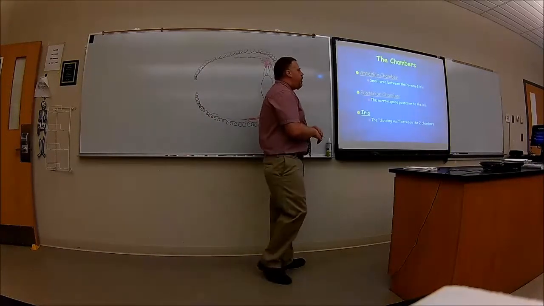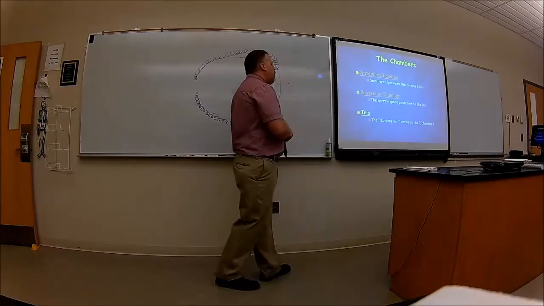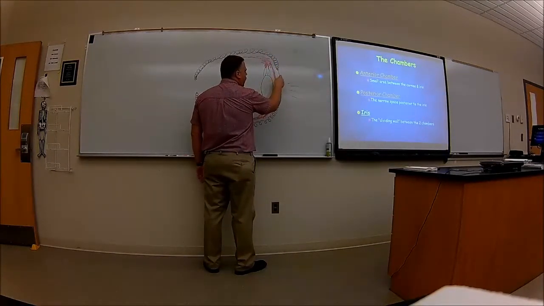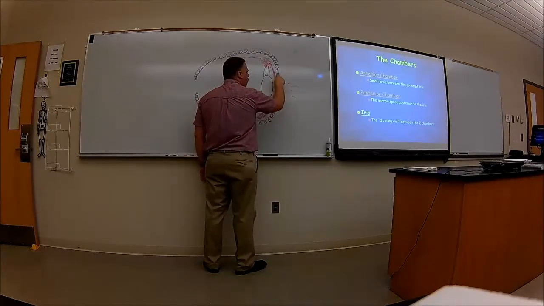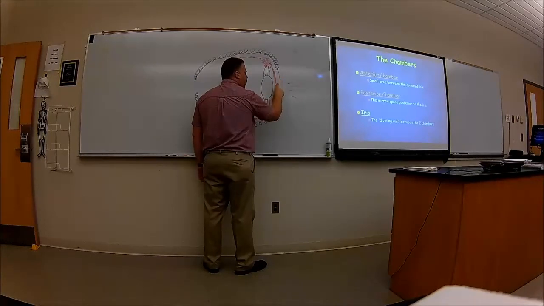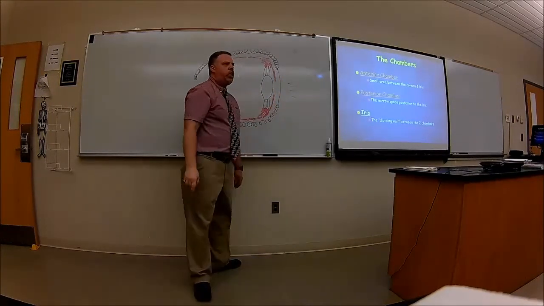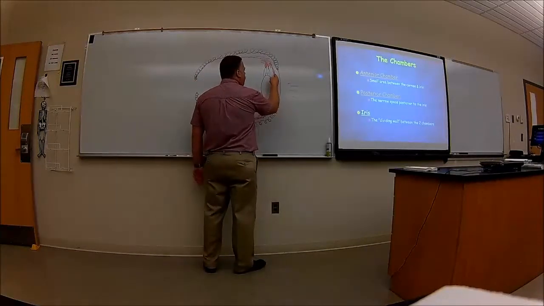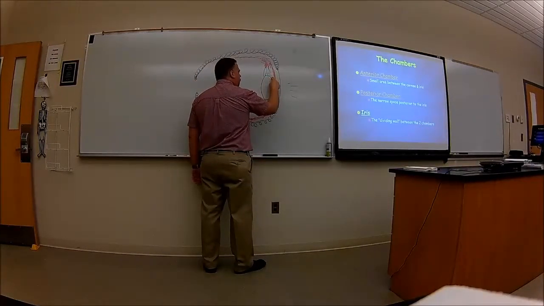So the anterior chamber is going to be located, here's the iris, and here's the cornea. So it's going to be this area here. Does that make sense? That's the anterior chamber. The posterior chamber is going to be posterior to the iris, this area over here.